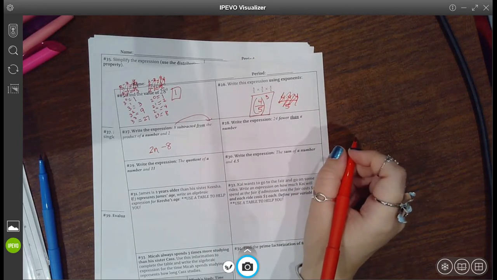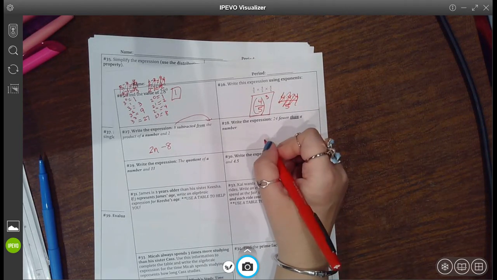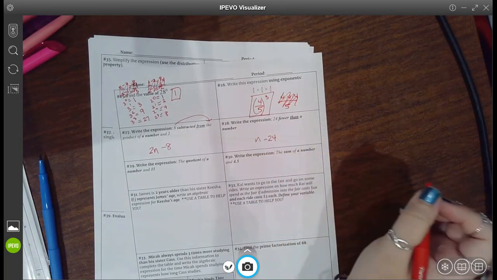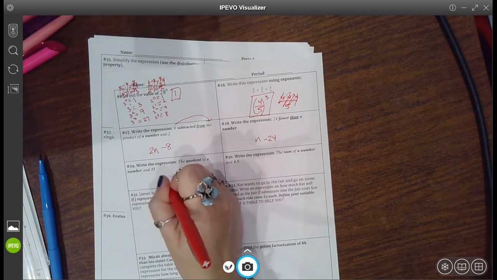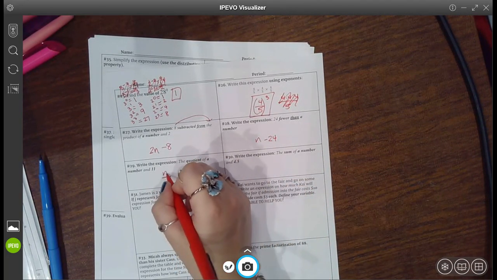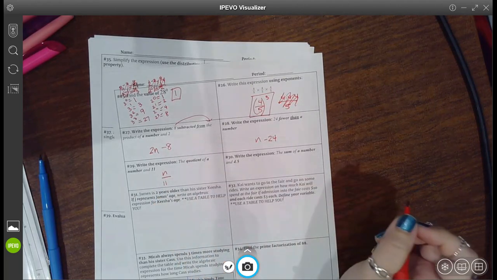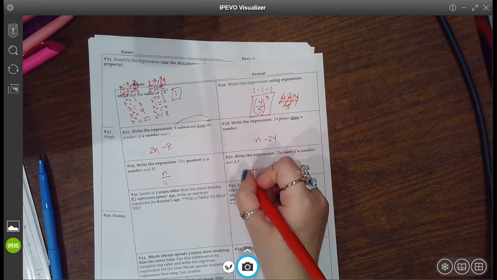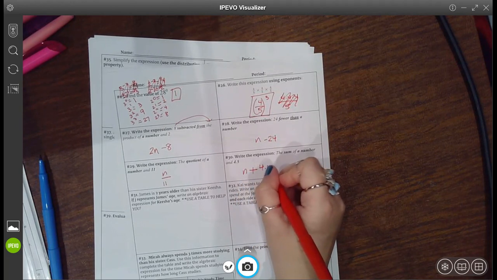Write the expression 24 fewer than, so I'm subtracting 24 from what? Some number. Write the expression the quotient, I'm dividing. Whatever comes first is on top, and whatever comes second is on bottom. Write the expression of the sum of some number and 4.5.